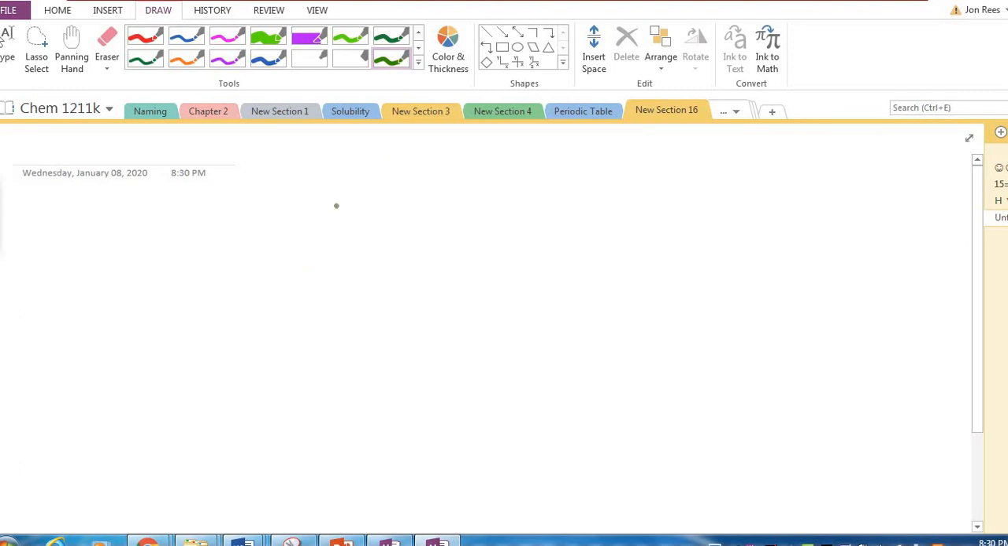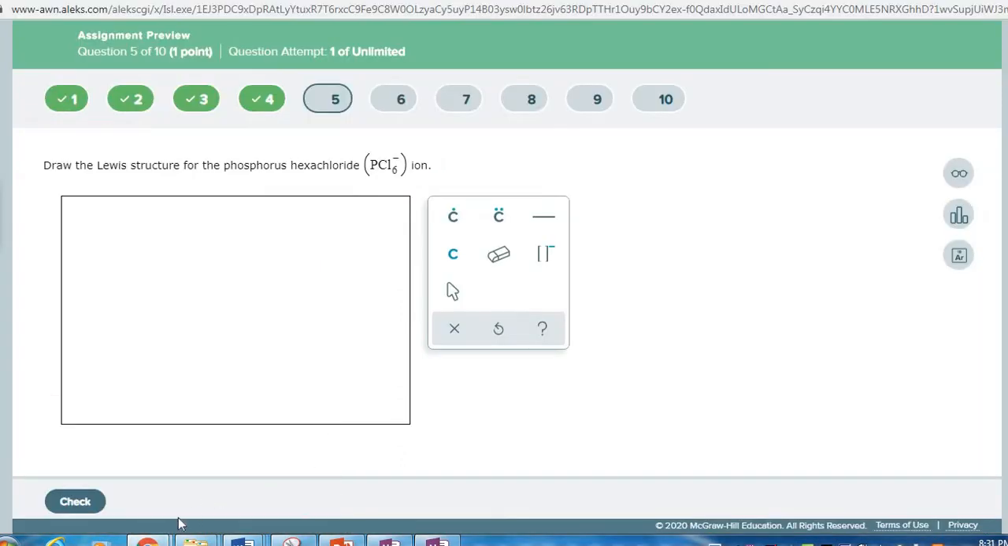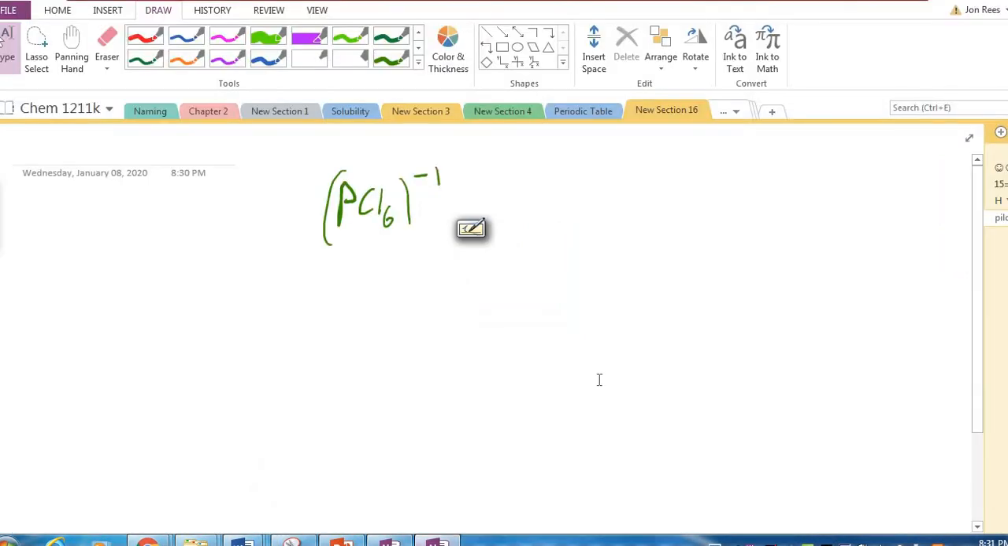So it wants us to do phosphorus hexachloride, and that is a -1. I'm just going to double check just in case I forgot. So PCl6, and as I go back here, PCl6. Okay, so let's count the valence electrons.